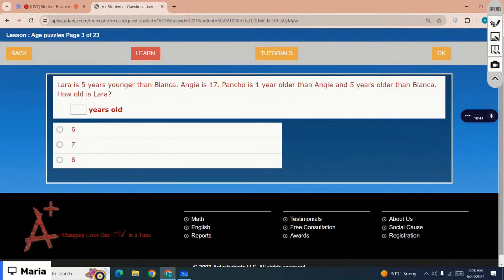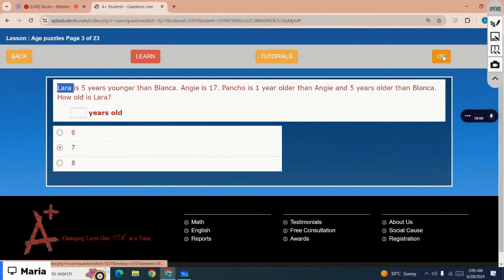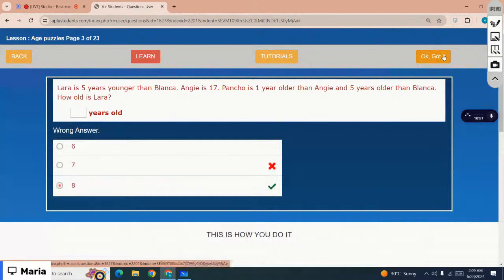Which is the correct option? Okay, the correct option is 8. Option number two is the correct option. Let's see how, right?